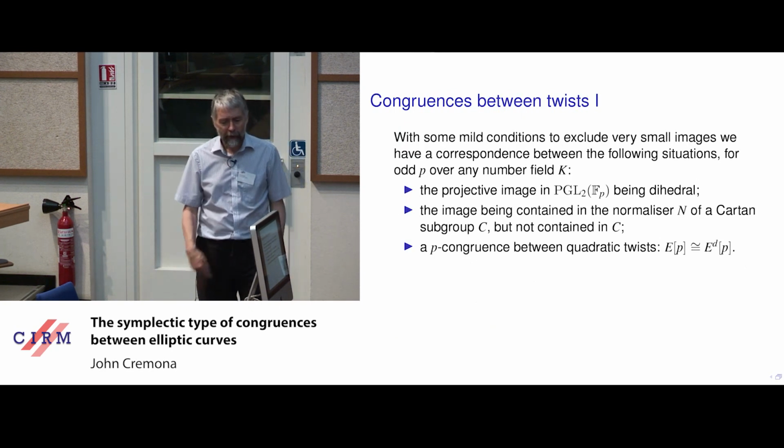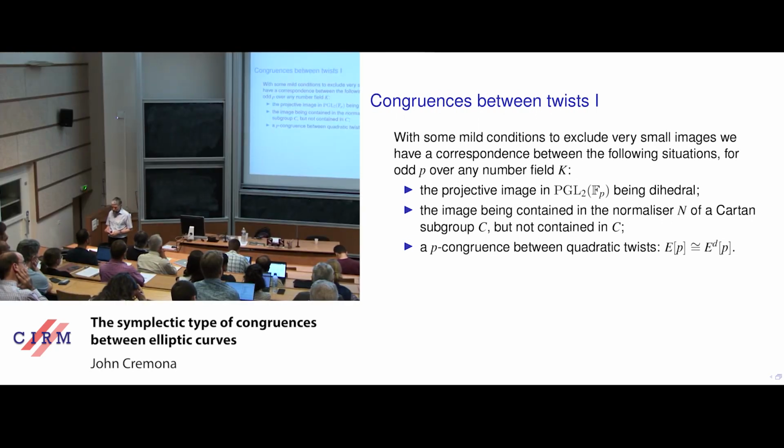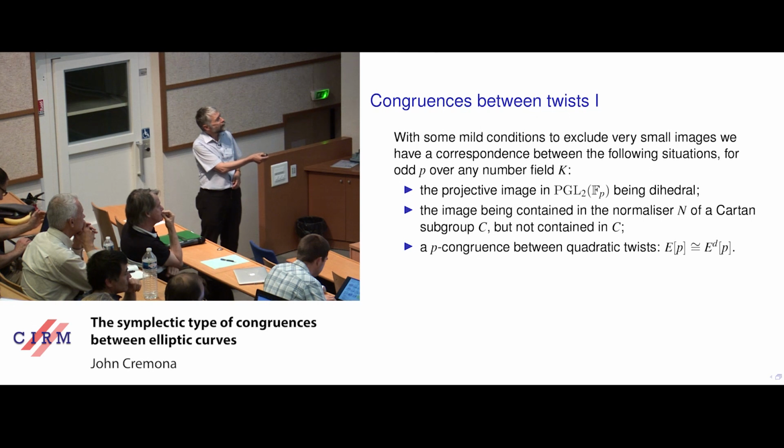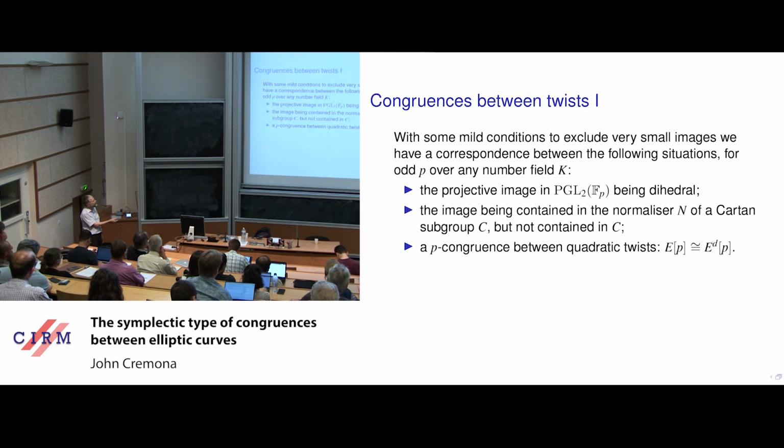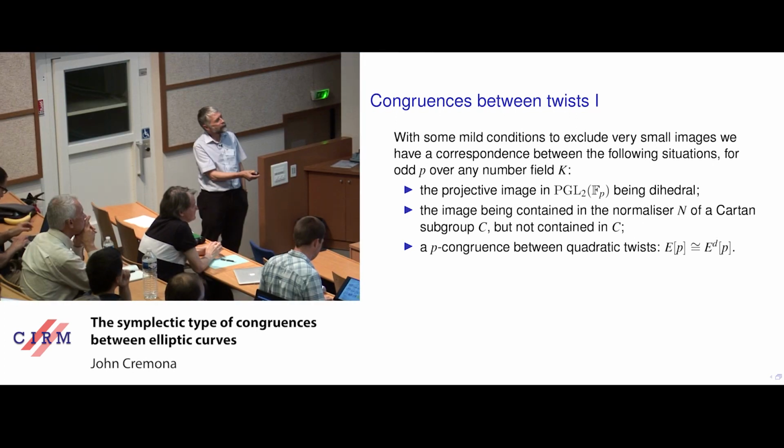Well, we found some phenomenon actually while we were looking for examples where the local criteria didn't apply. And here's something that happens whenever the image of the mod P representation, so some subgroup of GL2 of P, is contained in the normalizer of a Cartan subgroup but not contained in the Cartan subgroup itself. So if that happens, then in particular the projective image is dihedral. It's not quite if and only if, because there are some other cases. When this happens, you can always construct a quadratic twist between the mod P representations. And I'll very briefly show you how that works.